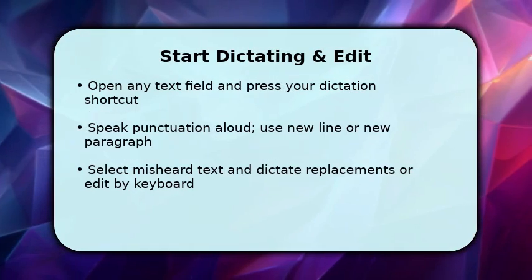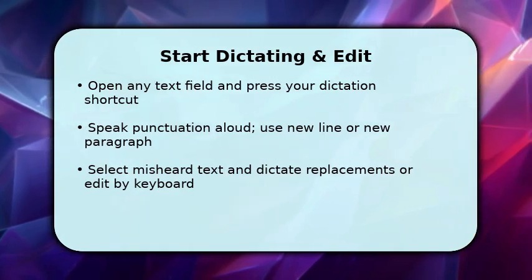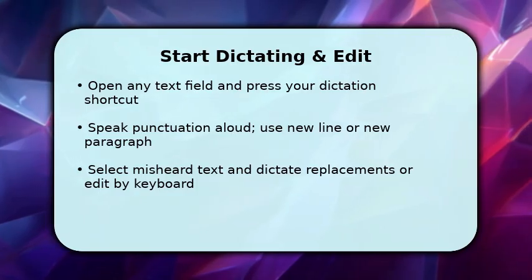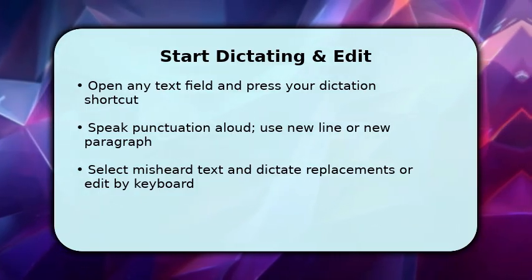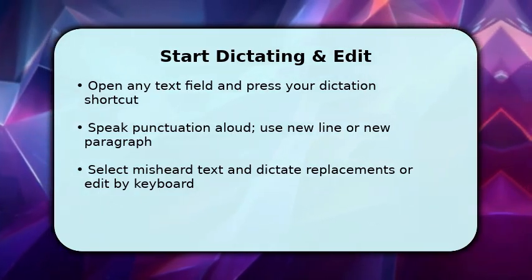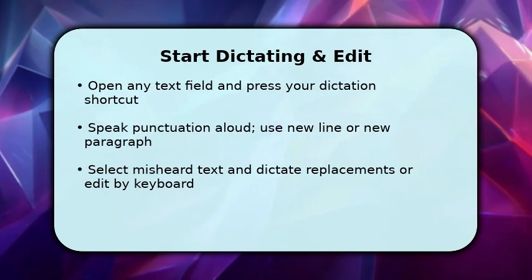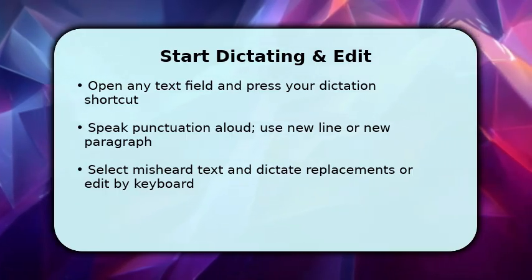Now you move into active dictation. Open any text field and press the dictation shortcut you set. Speak naturally, but say punctuation aloud: comma, period, question mark, and use new line or new paragraph to format.